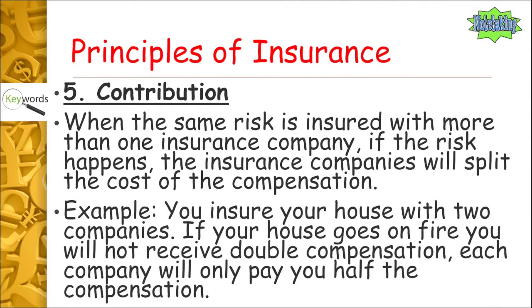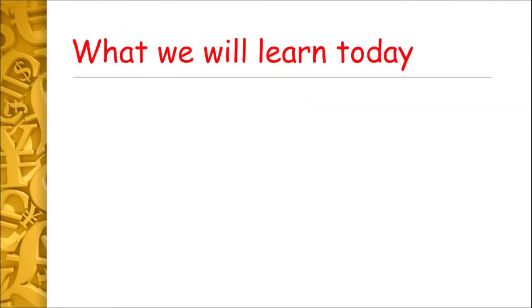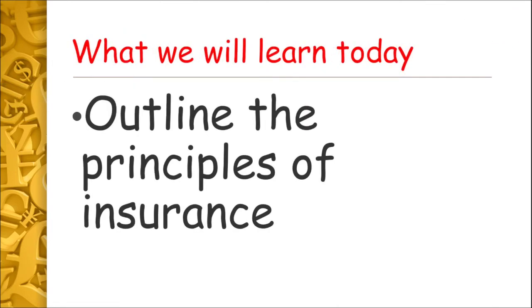So let's say for some mad reason you decide to insure your house with 2 insurance companies and have 2 insurance policies on it. Well, if your house goes on fire, obviously you're going to be making a claim to recoup the losses that you've made in that event. However, you're not going to receive double compensation. Each insurance company will only pay you half the compensation, so you'll actually come out with the same amount as if you were just insuring with one. So in other words, there is no point in insuring the same thing twice.